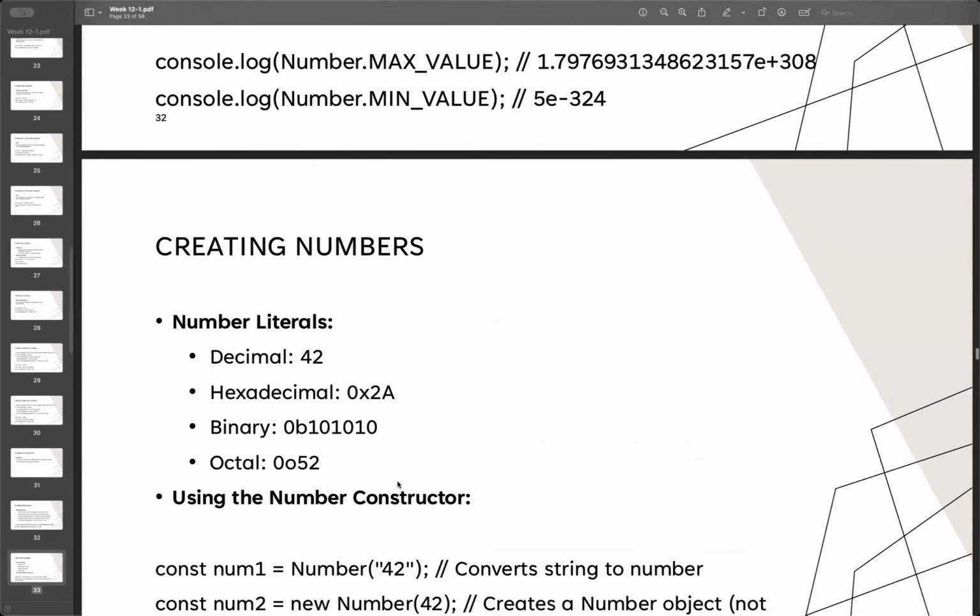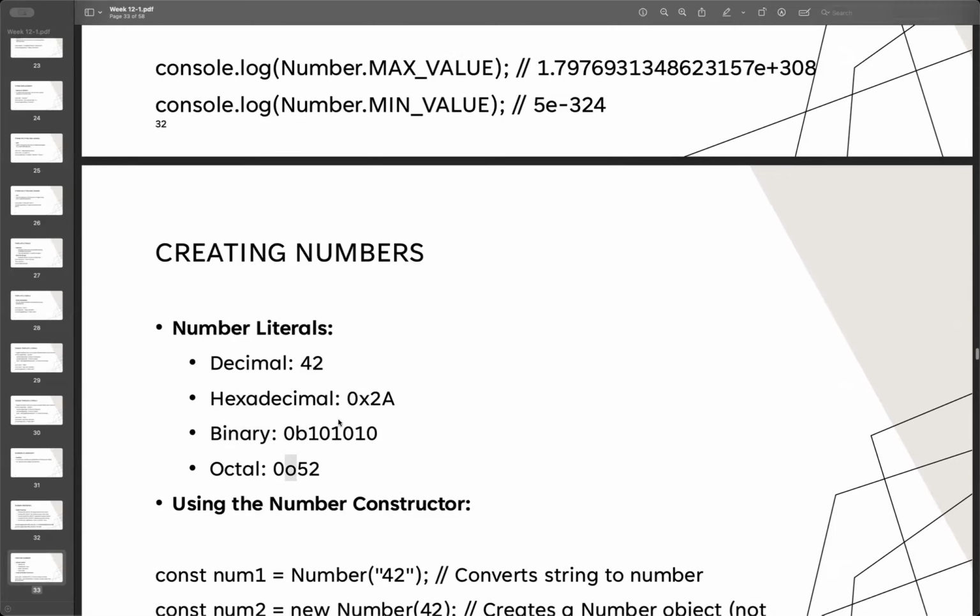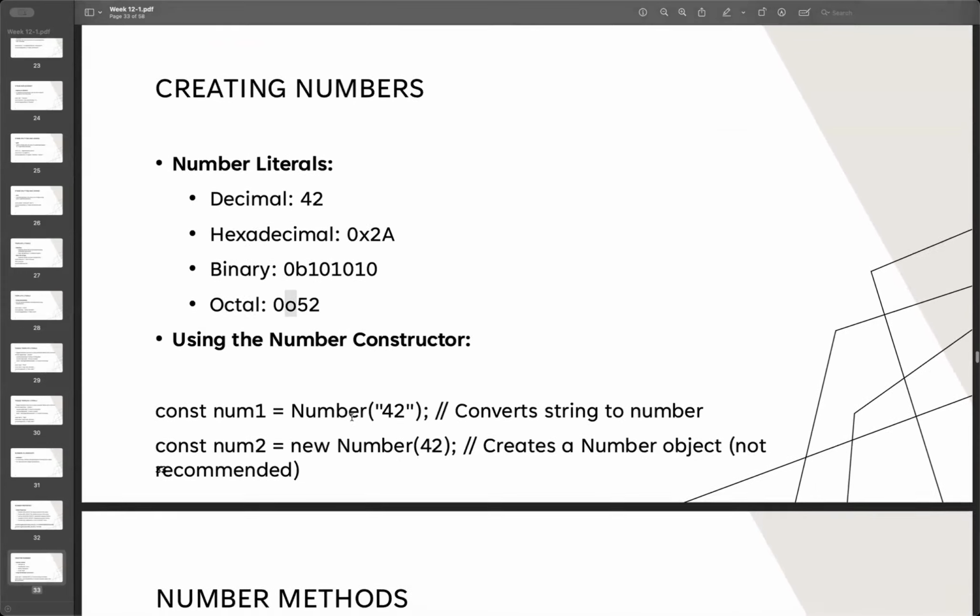Okay, and also the numbers here: for decimal, we can say decimal number 42, and then for hexadecimal, and also we have binary. Showing like 0b will be the binary, or the octal right here. So we have different ways of showing numbers, and also we can use the Number constructor. Passing a number parameter, even if it's a string, it can convert to a number. Okay, and also we can create a new Number object.